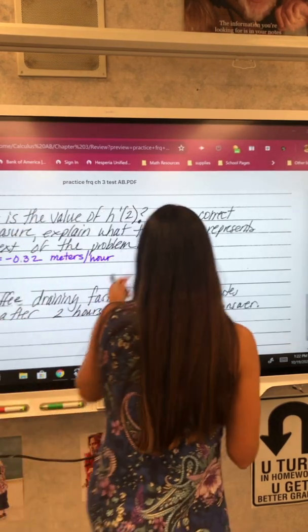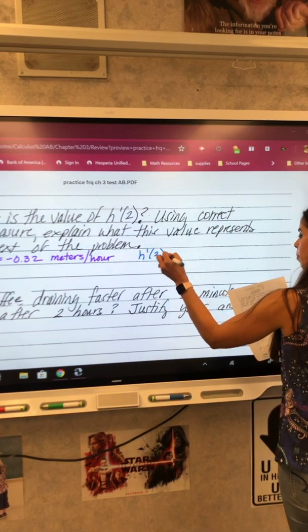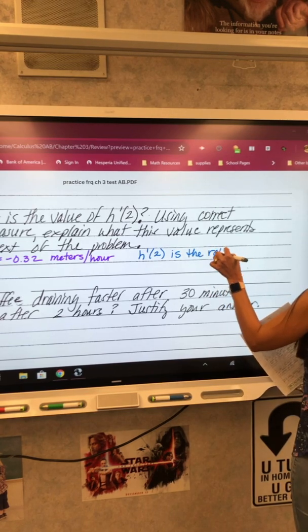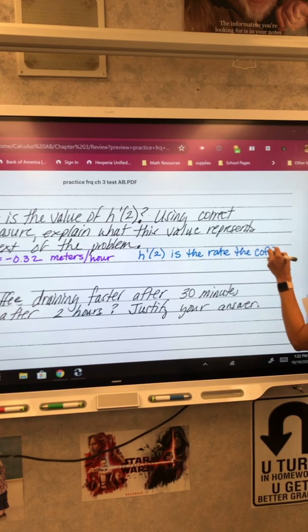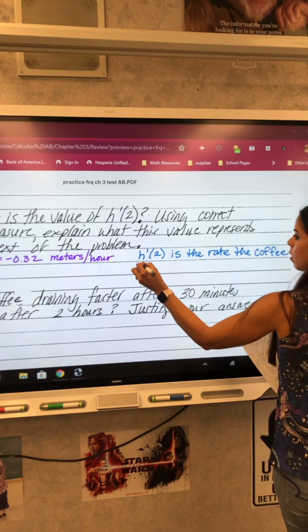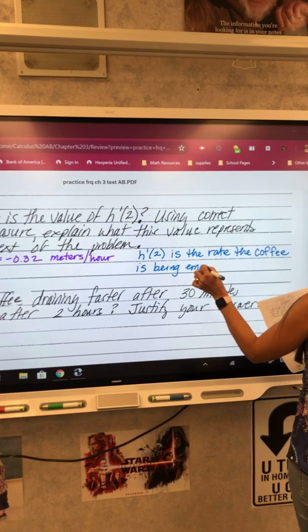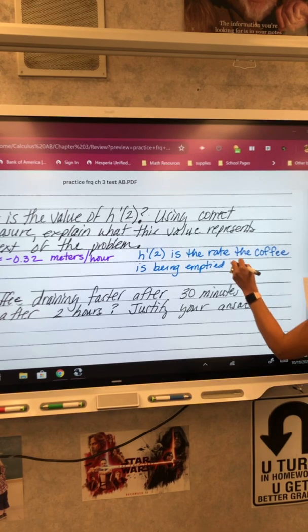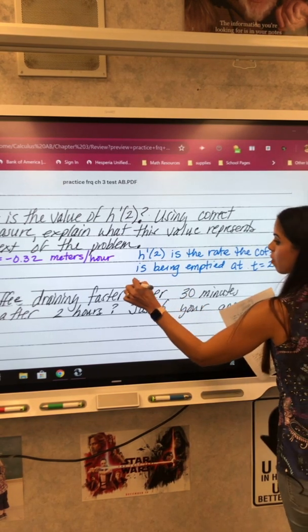That's a pretty blue. I'll use this blue. Okay, so I can say h prime of 2 is the rate, because it is a rate, the coffee is being emptied. That's why it's a negative rate, because it's being drained, it's being emptied out of that tank. Being emptied at a time of 2 hours, at t equals 2 hours, after the valve is opened.